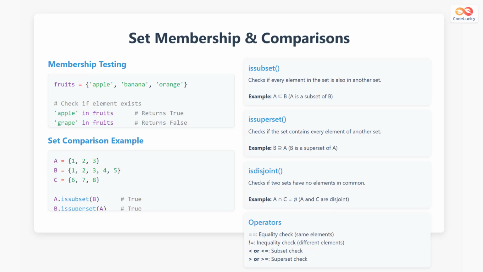You can also use operators to compare two sets. The double equals operator checks for equality, and the not equals operator checks for inequality. You can use the less than or equal to operator to check if a set is a subset of another set, and the greater than or equal to operator to check if a set is a superset of another set.